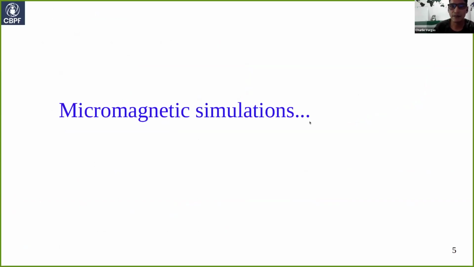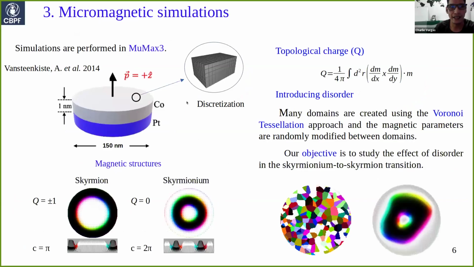Well, let me introduce our system of study. We are performing micromagnetic simulations in mumax3. In micromagnetic theory, the length scales are large enough to ignore the atomic structure, but small enough to result in magnetic structures like skyrmions.